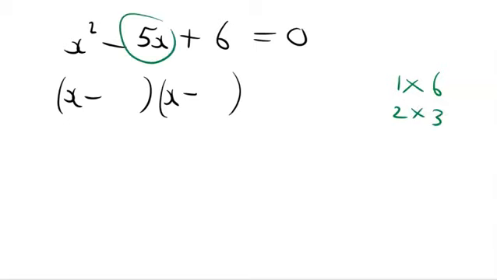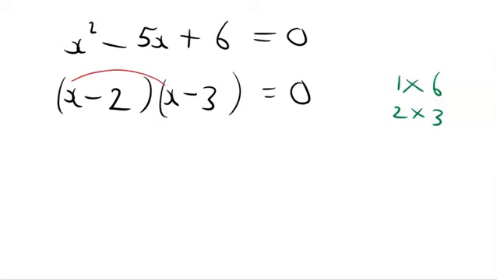I want 5x in the middle, which means these numbers must add to give me 5. So clearly it's 2 and 3. So 2 will go here, 3 will go here. Again, always check by expansion to make sure.